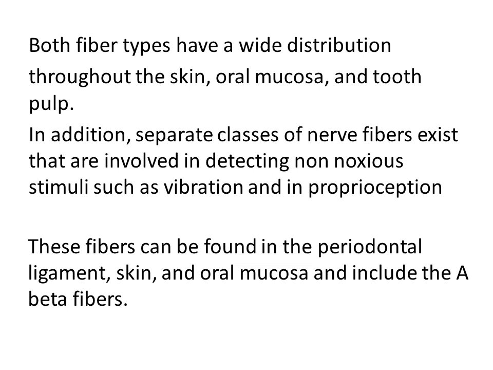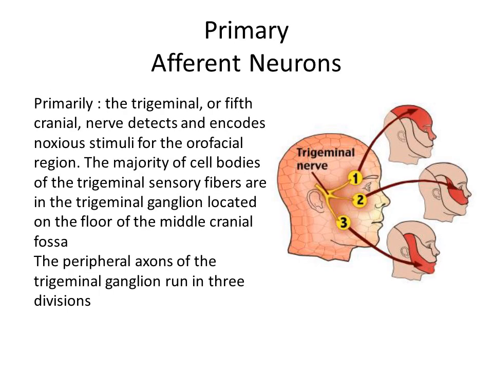There are also other classes of fiber meant to detect non-noxious stimuli such as vibration and proprioception. These are mostly present in the periodontal ligament, skin, and oral mucosa. The primary afferent neuron, which means the first nerve that transmits the pain, is the trigeminal, the fifth cranial nerve. The nerve detects and encodes noxious stimuli from the orofacial region.